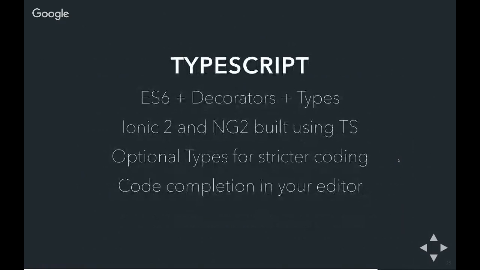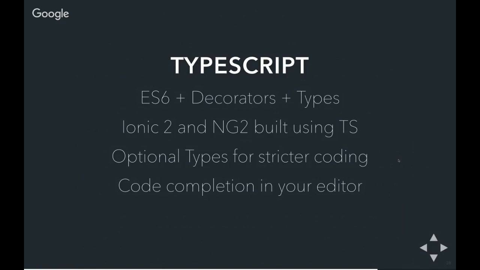TypeScript takes us even a step further with ES6, this concept of decorators, and this concept of static typing. So that way, if you have a function that expects two numbers and you pass it a number and a string, at edit time, before you even run it in the browser, your editor will let you know, hey, you passed it a number and a string, but it was expecting two numbers. Something's not right here. You need to fix this.